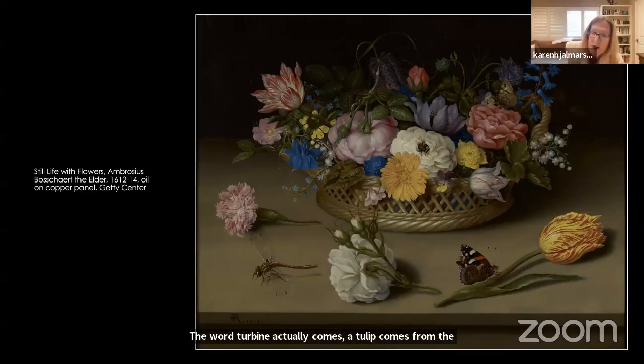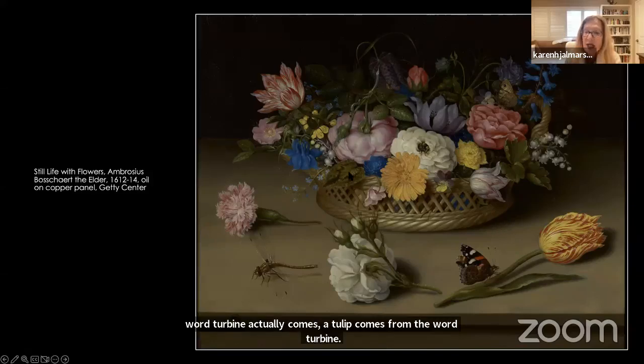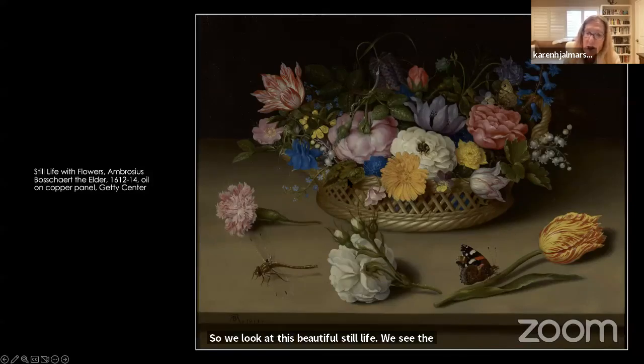So we look at this beautiful still life. We see the silky textures and the little bit of the modeling on the leaf, and he was very, very detailed. We have a dragonfly with its beautifully rendered wings, this exquisite butterfly. And what do they mean? Butterflies relate to transformation. And also insects sometimes deal with the ephemeral nature of life because they're fleeting. So this is a bit of a vanitas, but not overly so.